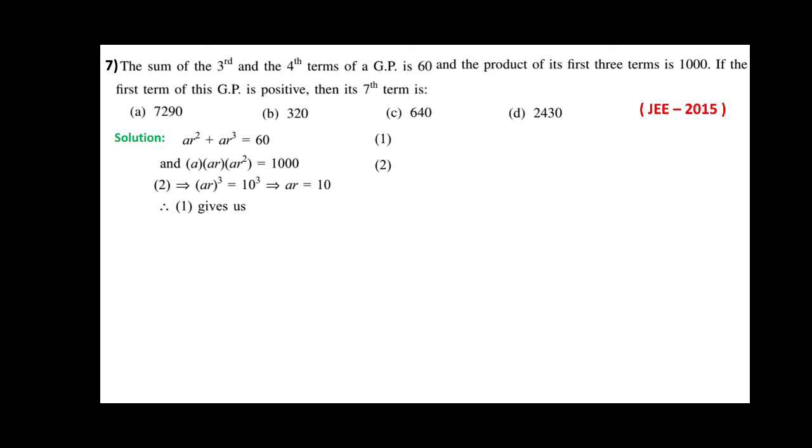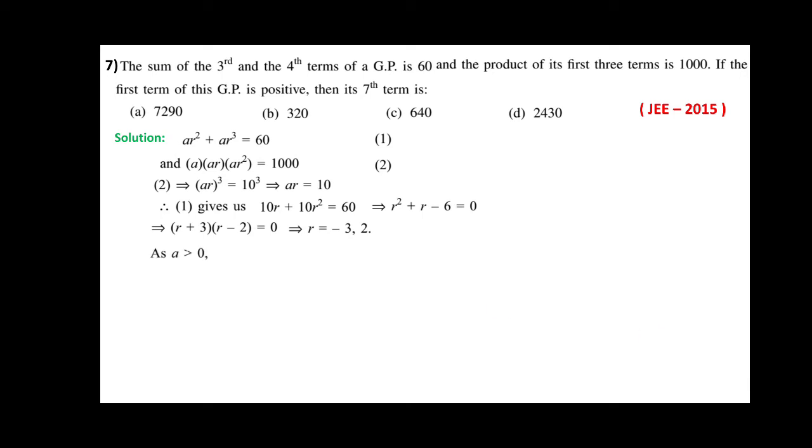Now equation number 1 becomes, by replacing AR by 10, here we have 10R plus 10R square is equal to 60. Now we can convert it into a quadratic equation. Before that we can cancel all the terms by 10, therefore R square plus R minus 6 is equal to 0. So we can factorize this one: the factors are plus 3 and minus 2. Therefore we have R plus 3 into R minus 2 is equal to 0. Therefore we have R is equal to minus 3 or 2.